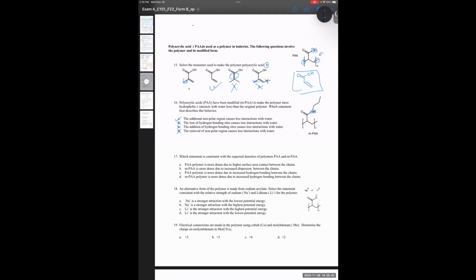Question 17. Which statement is consistent with the expected densities of polymers PAA and MPAA? PAA polymer is more dense due to higher surface area of contact between the chains. That might be true because of these long non-polar parts sticking out that can act as barriers for molecules to come closer to each other, like the umbrellas of my grandmother. MPAA is more dense due to increased dispersion between the chains.